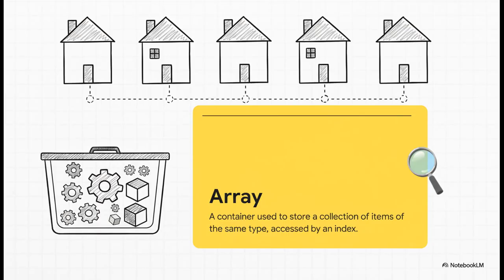So, what is an array, really? At its heart, it's just a box, a container for a bunch of items. But there's a big rule. Everything inside has to be the same type. Think of it like a street where all the houses are identical, and each one has a number on the door. To get to a specific house, you don't need a crazy map. You just need its number. Or in our case, what we call its index.